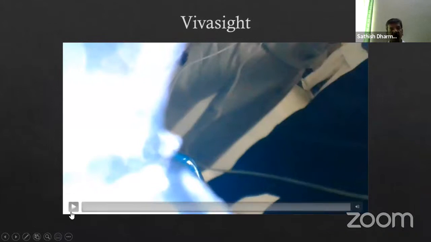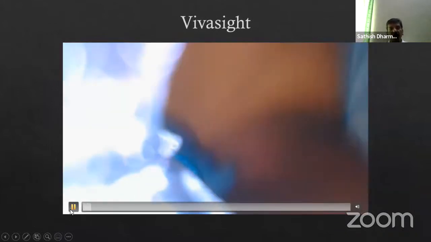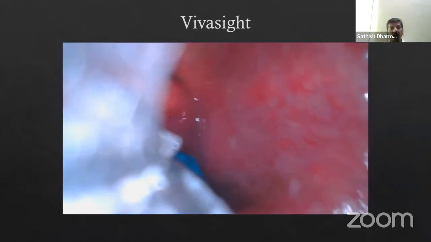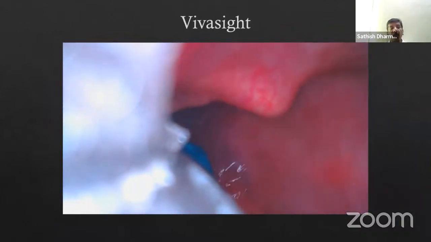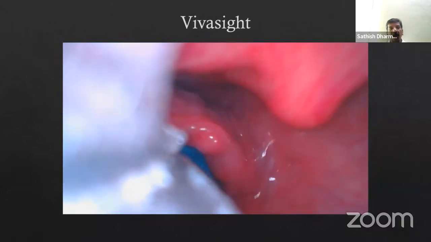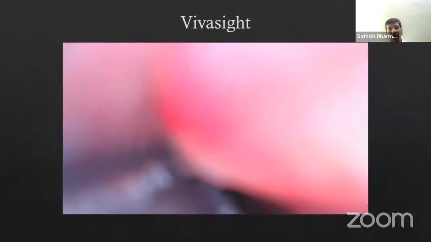Let us see an example. This is a video DLT that we use in our center. So during intubation also, you can visualize the upper airway structures, the DLT, the glottic area. See, the tube is going into the trachea.